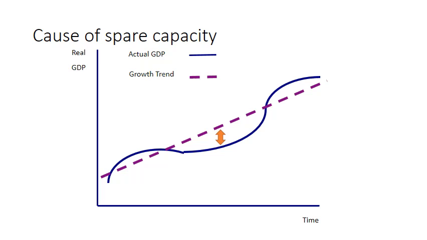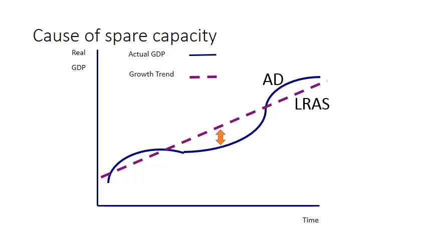And that also gives us a clue as to what it is that actually causes this spare capacity. What causes us not to use all of our normal productive potential? Well, we need to understand that this blue actual GDP line comes from aggregate demand. It's aggregate demand that causes fluctuations in GDP around the trend rate of growth. The trend rate itself comes from long run aggregate supply because it comes from the long run factors of production, land, labour, capital and enterprise.